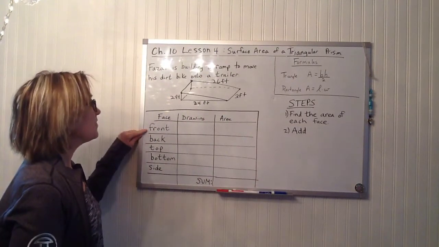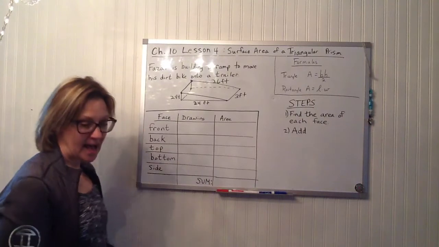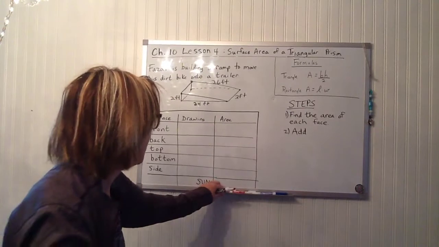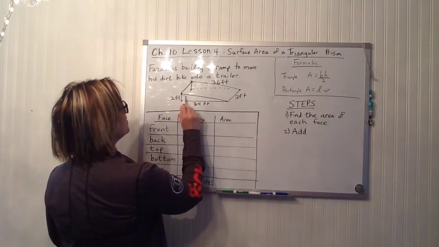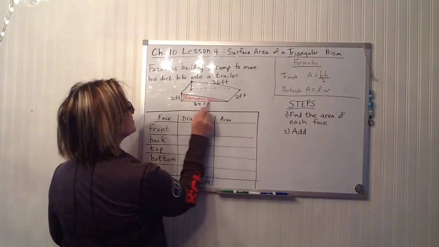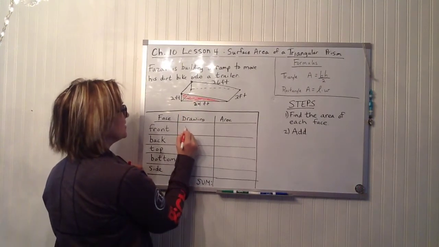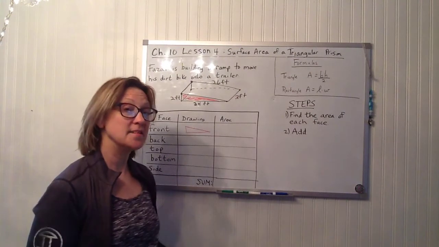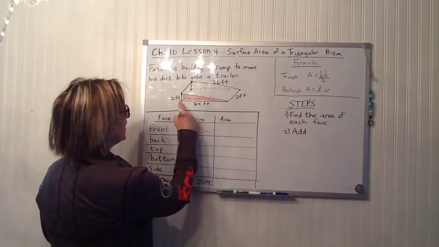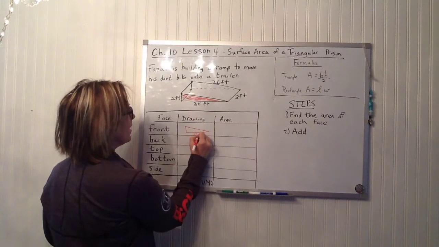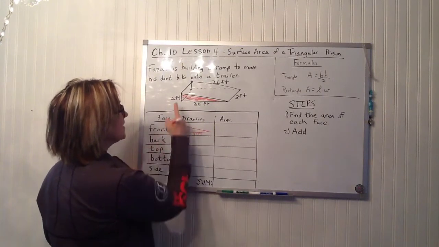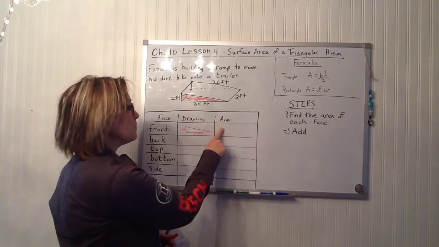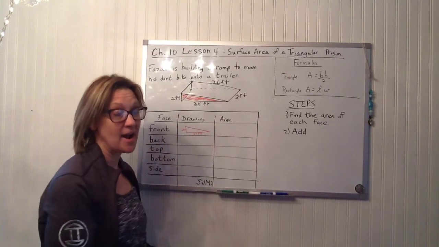All right, let's start with the face that is the front. I'm going to call this part the front. So I'm going to draw that for you so you can see what it looks like. And I'm going to write the dimensions there as well. So we have 24 feet at the bottom of this triangle, the base, and we have 2 feet as its height. So now I have to remember how to find the area of a triangle.